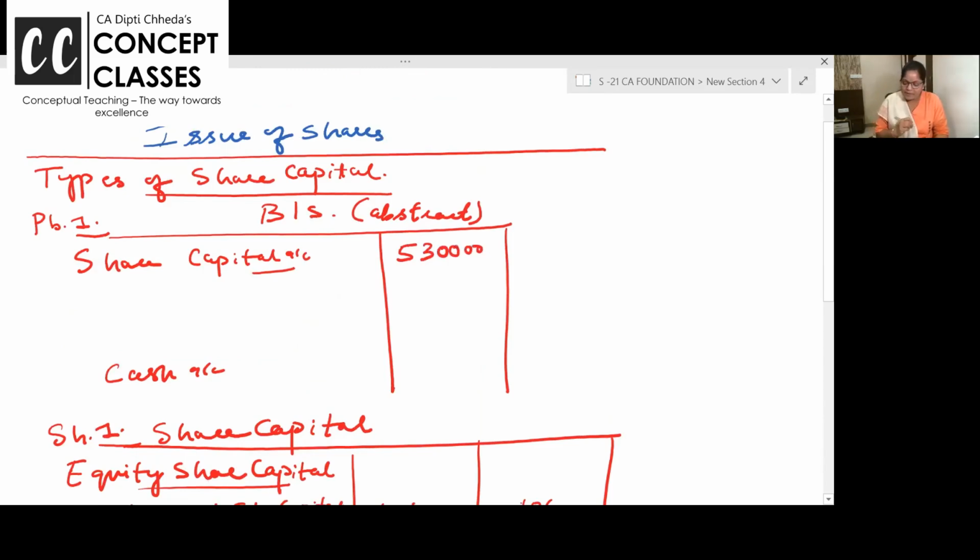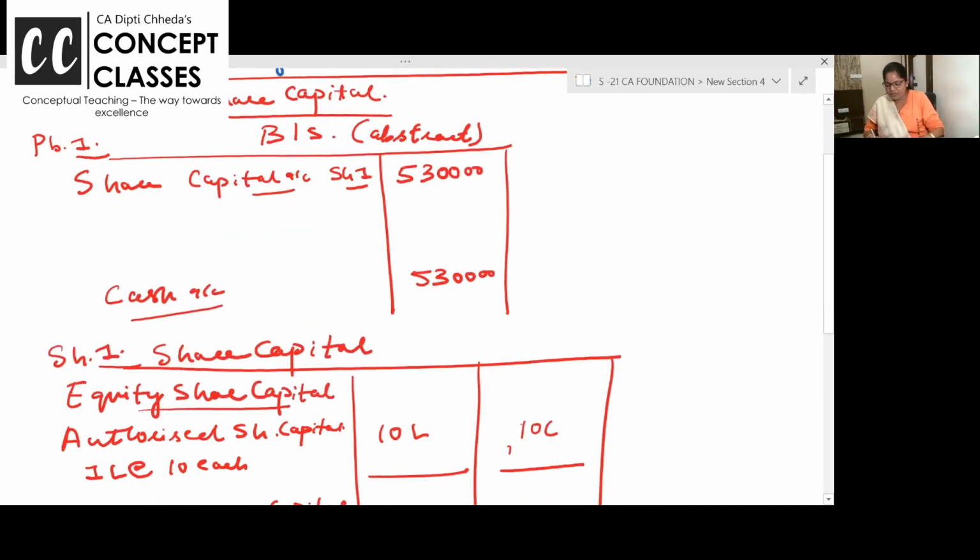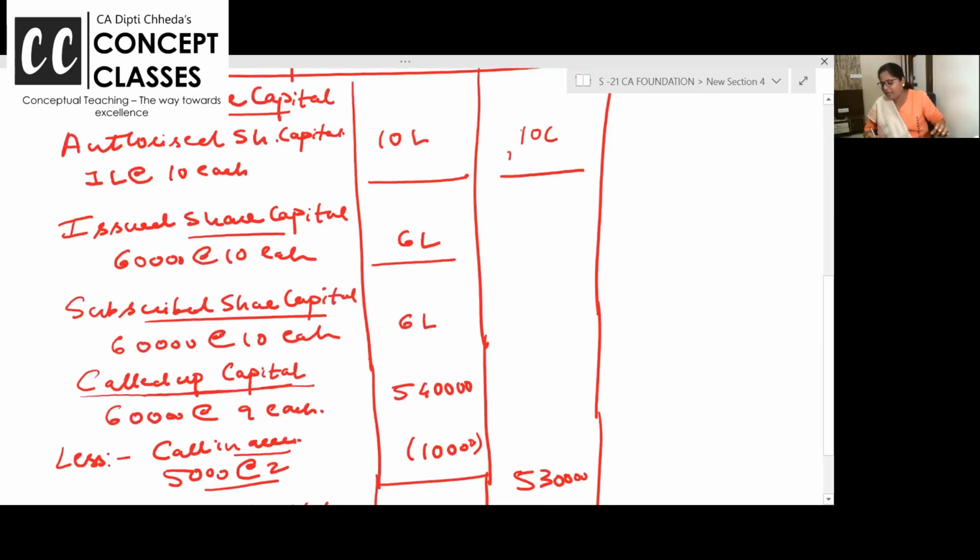How much share capital will come here? In Schedule number 1 the detail is 530. And how much cash has also come? 530. Correct or not? 530 cash, 530 this. Okay. Write down, I'll re-explain.